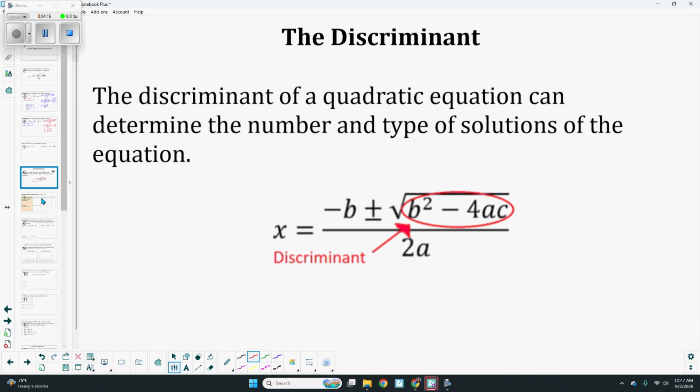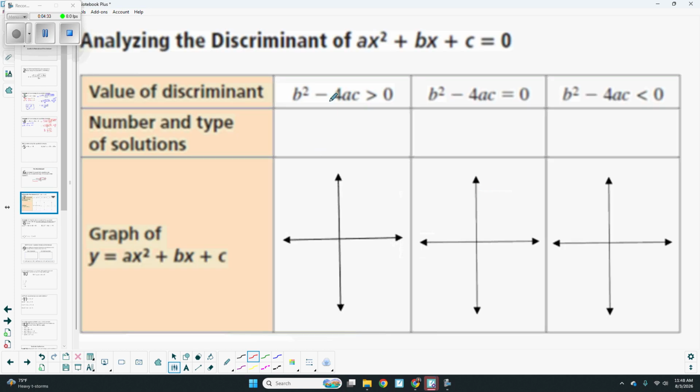A key feature of the quadratic is called the discriminant, and that is what the part under the square root is called. Knowing what that value is can tell us how many solutions and the type of solutions. So if I have a positive discriminant, it's a positive number in there, that means there are going to be 2 real solutions.